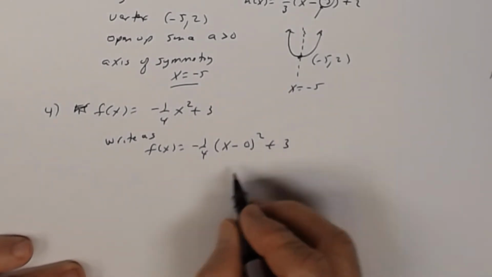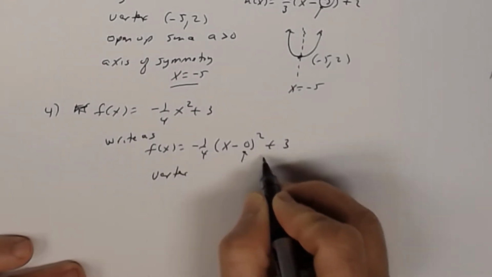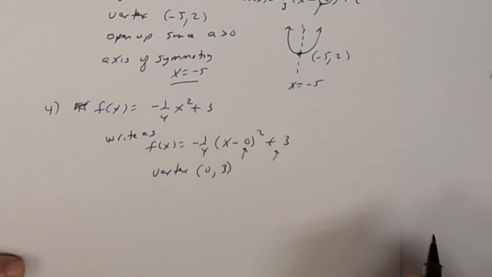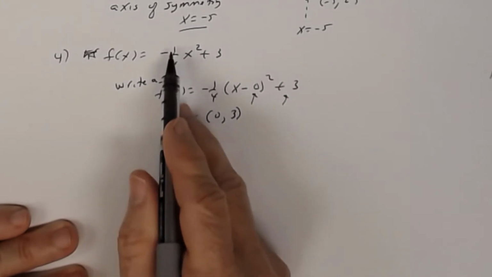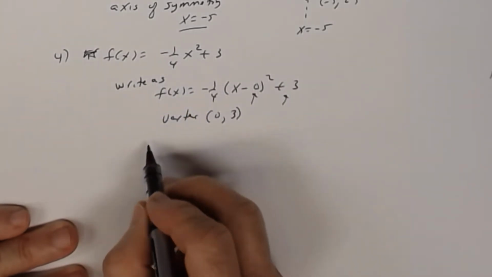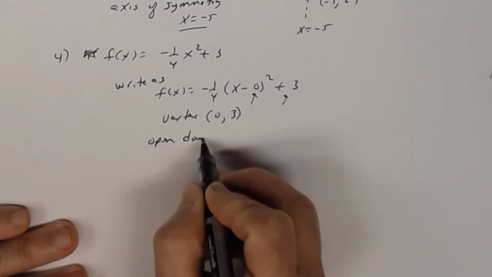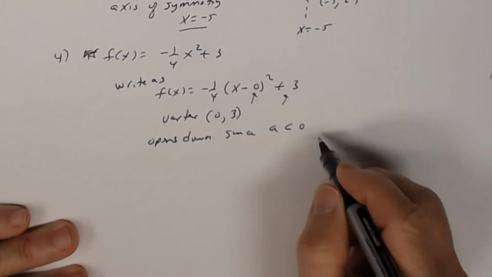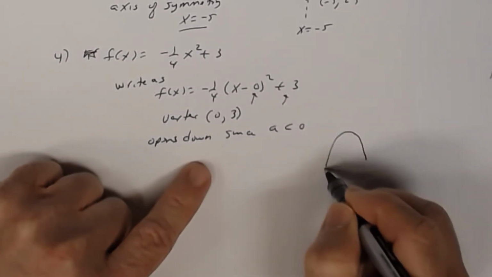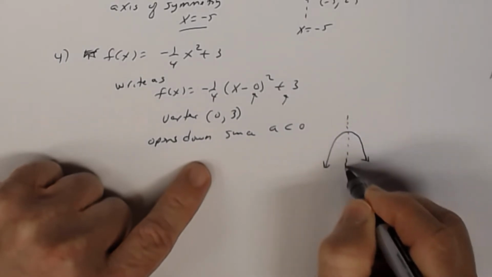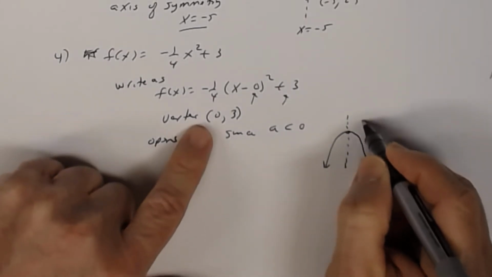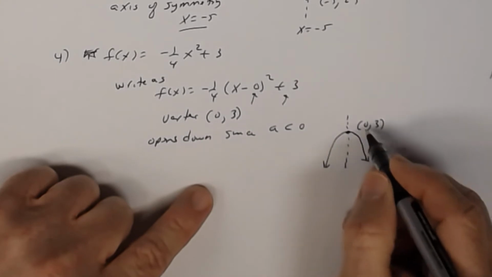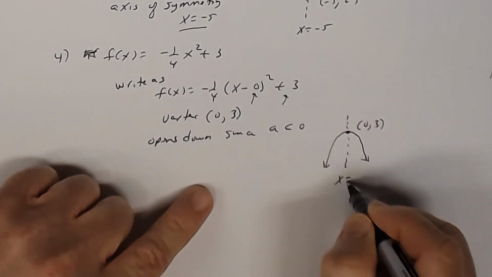So right away, you know your vertex. Your vertex is h, k. So your vertex is 0, 3. That's your vertex. And since A is negative, negative 1/4 is going to open down. So it opens down since A is negative. And since it opens down, you know it's going to look like this. And you know that the axis of symmetry goes through the vertex. And the vertex here is 0, 3. And we know that for a vertical line, the x-coordinate is always the same. So the x-coordinate has to be 0. So you get x equals 0.